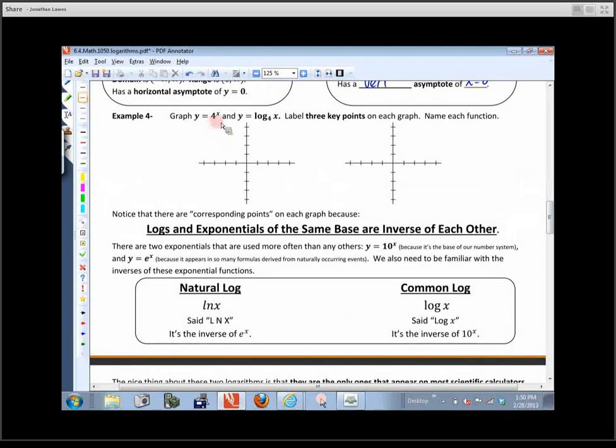Another quick example of some inverse functions. This is exponential base 4. We graphed this one the other day. It's going to go through (0, 1), (1, 4), (-1, 1/4). So it's going to look like this, right?